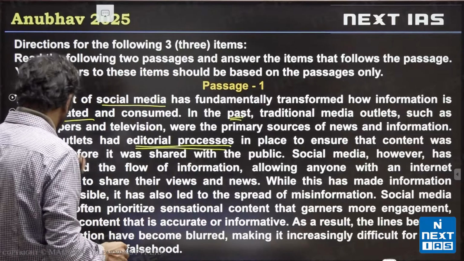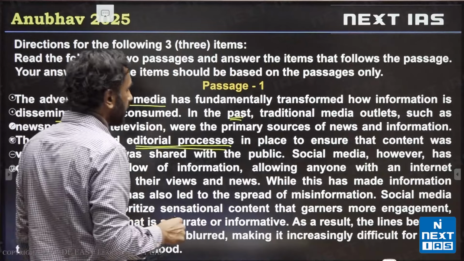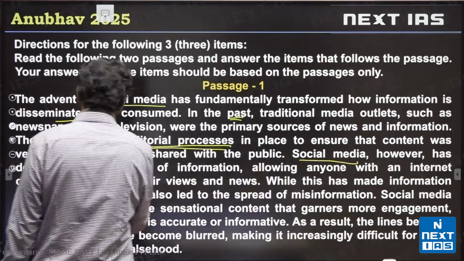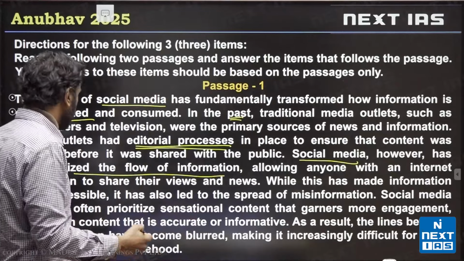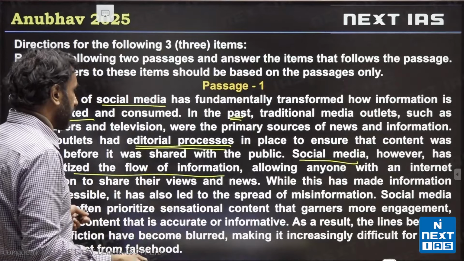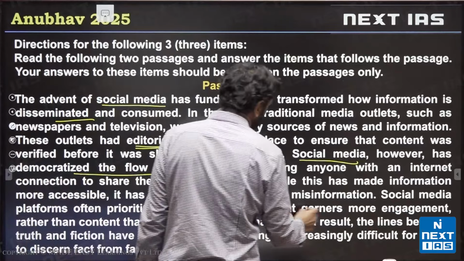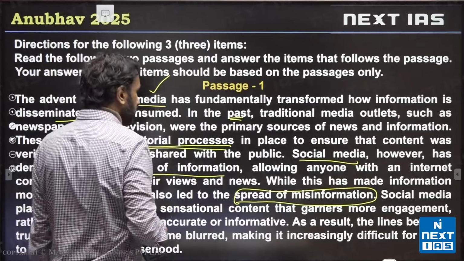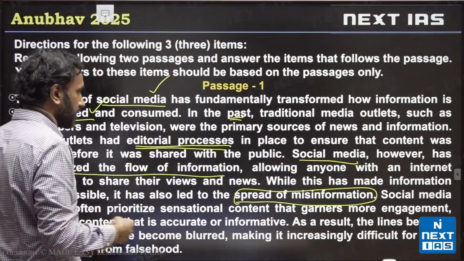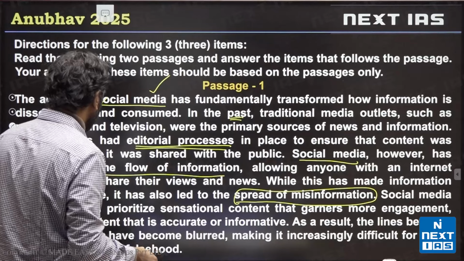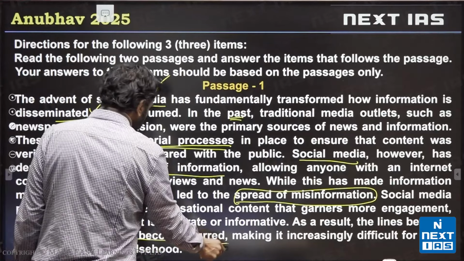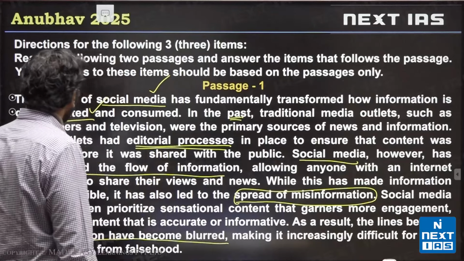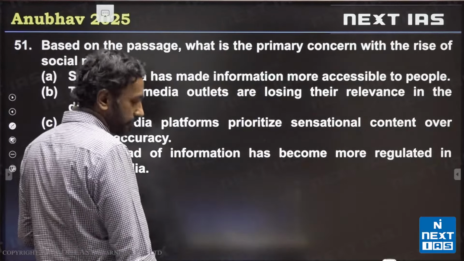Social media, however, has democratized the flow of information. So, social media has democratized flow of information, allowing anyone on the internet to share their views. This has made information accessible, but this has also led to spread of misinformation. So, some negative outcome of social media, dissemination of information. Social media platforms often prioritize sensational content. As a result, lines between truth and fiction have become blurred. Okay, so ill effect of social media, misinformation spread on social media, that's the topic of discussion. Now let's look at question 51.